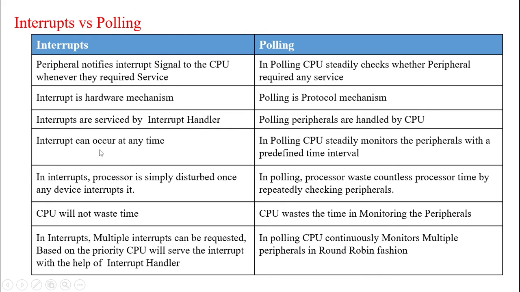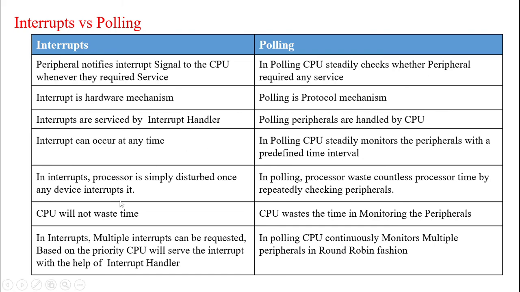And in case of interrupt, there will be no loss of time, and an interrupt can occur at any time. There are no restrictions. Anytime it can occur. But in case of polling, the CPU continuously monitors the peripheral with a predefined interval. That is what I told in the previous explanation. Polling will be done in a predefined time, maybe 10 millisecond, 100 millisecond, 500 millisecond, like that. But in case of interrupt, it's not like that. At any point it can occur, or it may not occur also.